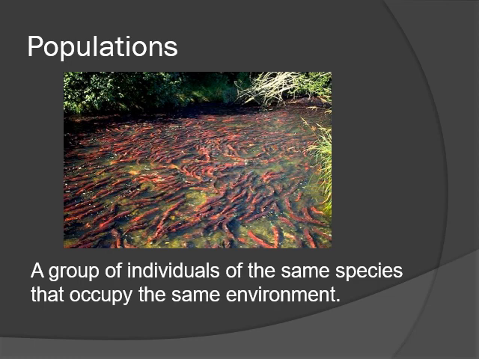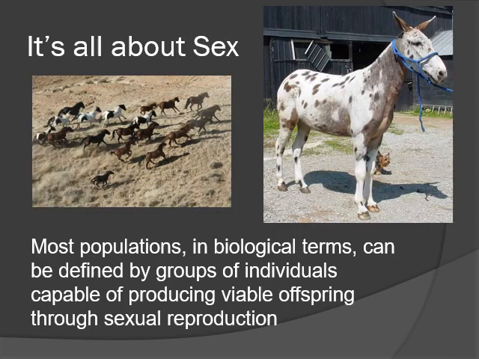You get a bunch of salmon together, a big river full of salmon, it turns pink, because those are a group of organisms in the same place at the same time who are ready to mate. Populations typically are defined by sex. They're defined by mating potential. Groups of organisms that can produce viable, that is, living offspring that can reproduce through sexual reproduction.